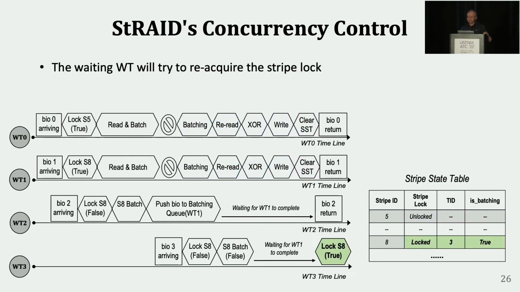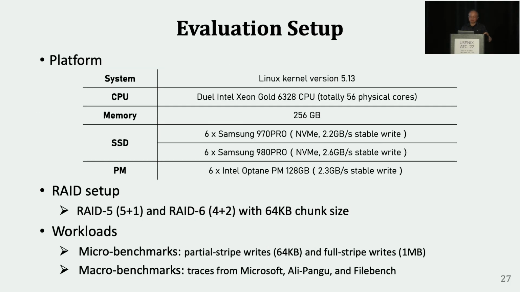So in the next phase, worker thread 3 should reacquire the stripe lock to become a dedicated thread for handling its requests. So this is how the stripe threaded architecture works in a nutshell.